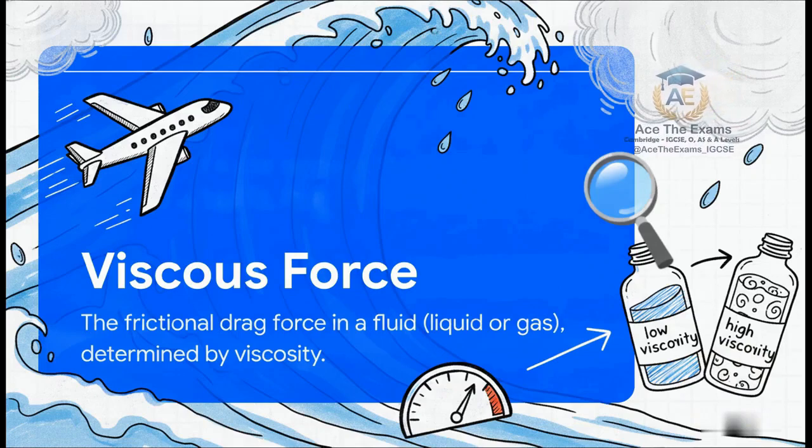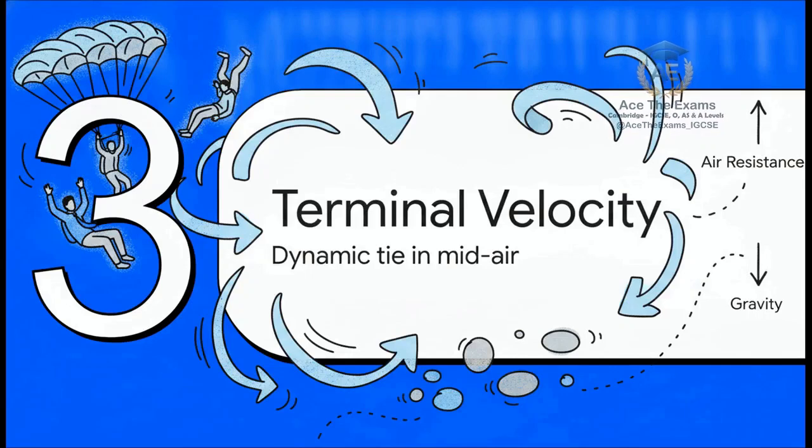And uniquely, unlike standard sliding friction on a floor, this drag force actually gets stronger and stronger the faster the object moves. All right, part three, reaching terminal velocity.